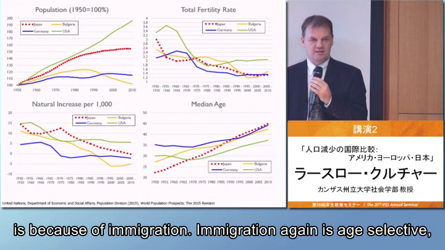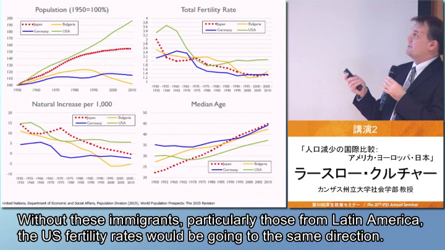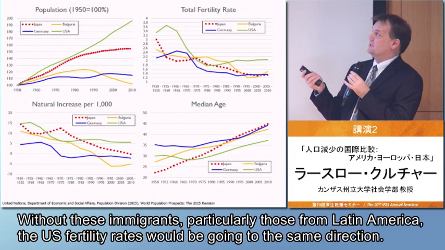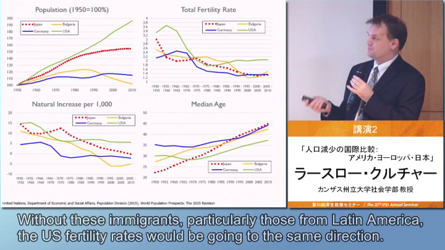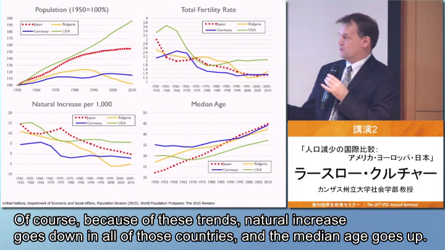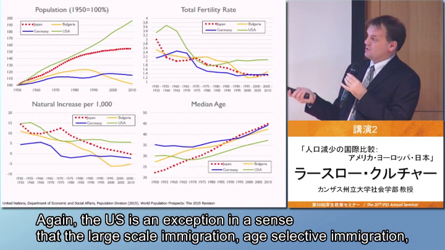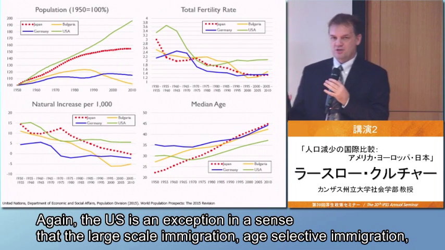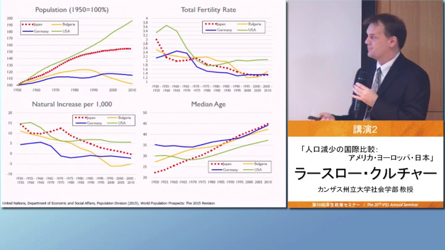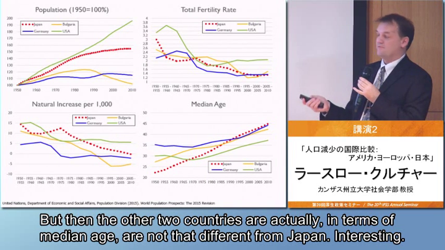Immigration, again, is age selective, with young people coming to the country and establishing their families there. Without these immigrants, particularly those from Latin America, the US fertility rates would be going in the same direction. Of course, because of these trends, natural increase goes down in all of those countries and the median age goes up. Again, the US is an exception in the sense that large-scale, age-selective immigration keeps the population younger than average. But the other 2 countries are, in terms of median age, not that different from Japan.